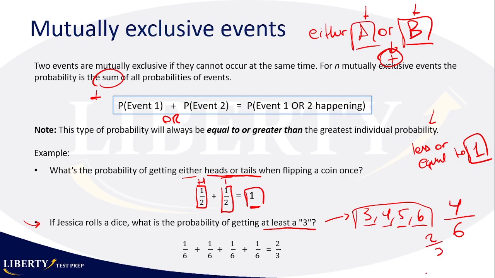But in order for you to see it a little bit easier, you have here the probability of getting a 3 is 1/6. The probability of getting number 4 would be 1/6. Probability of getting number 5, 1/6, and probability of getting number 6, it would be 1/6. You add them all up and you get 2/3. Okay, so that's what mutually exclusive events means.